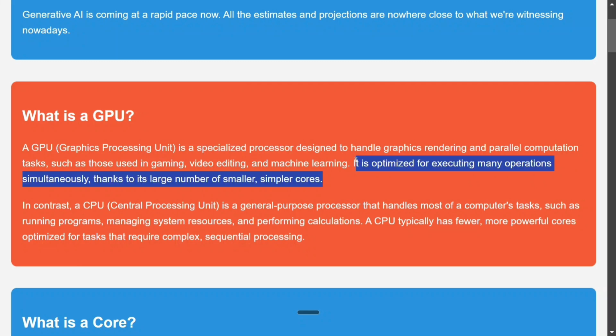It is optimized for executing many operations simultaneously, thanks to its large number of small simple cores. In contrast, a CPU, which every computer has, is a general purpose processor for handling basic computer tasks, right? Running programs, managing system resources, performing basic calculations, etc. A CPU has fewer, more powerful cores. So in a GPU, you have many cores, but they are small. In a CPU, you have few, but powerful cores, optimized for tasks requiring complex and sequential processing. I think this is the core difference between a GPU and a CPU. You might be understanding now.